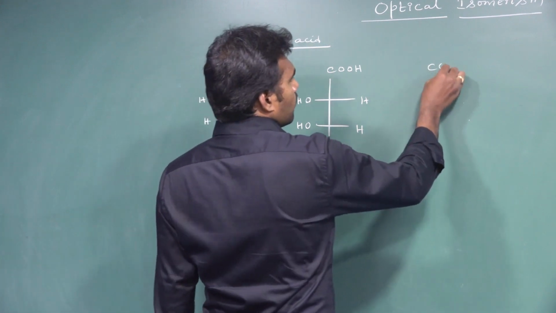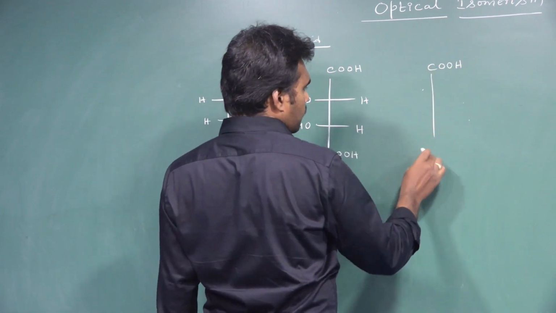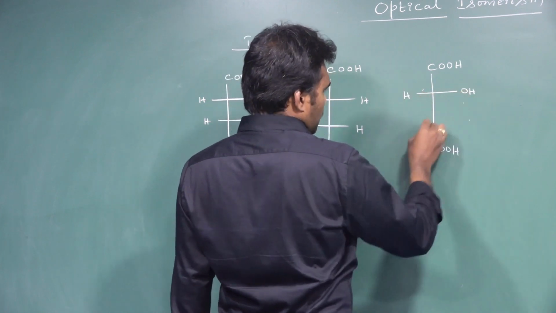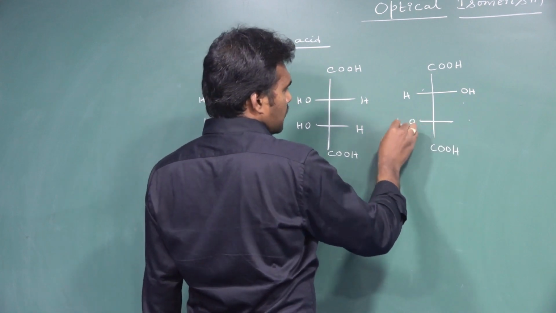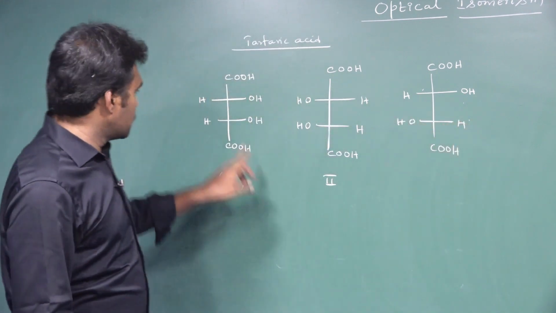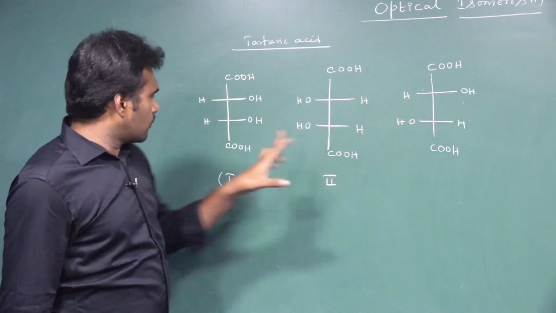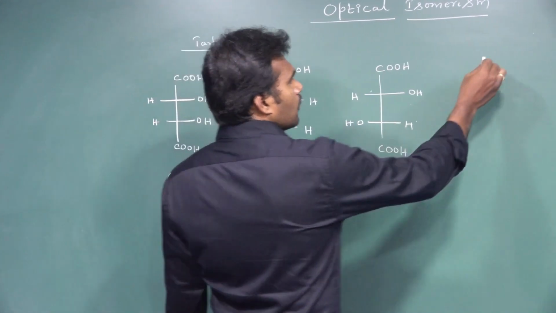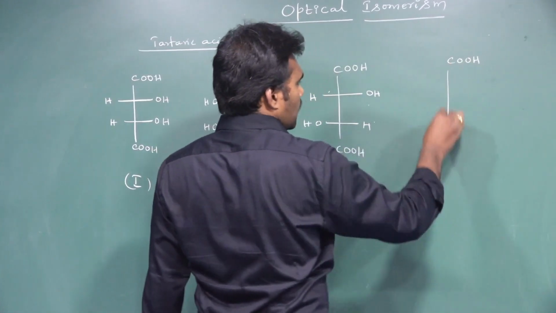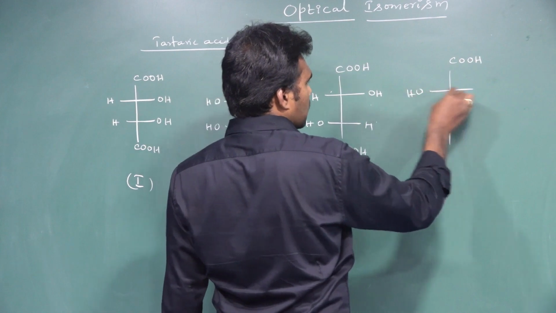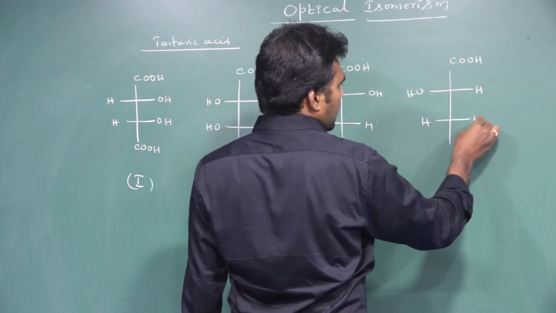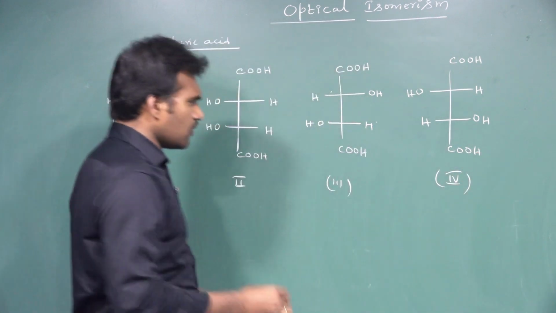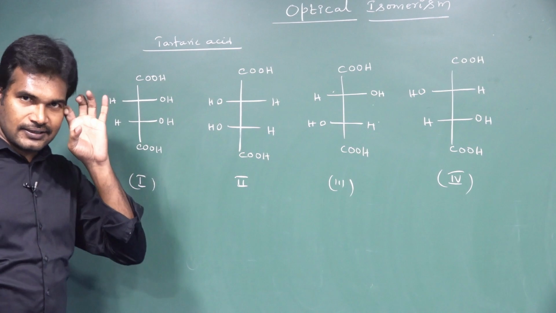Next, the third compound. You keep the first compound as it is. The third carbon position you change. OH, H. Second carbon position HOH, but the third carbon alternated. So this is the third compound. And the fourth one, now you change at the second carbon, that is OH, H. Keep the third carbon as it is. Then this is the fourth compound. So these are the four possibilities of tartaric acid.